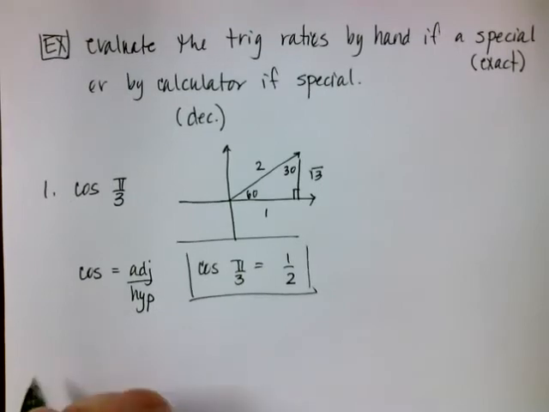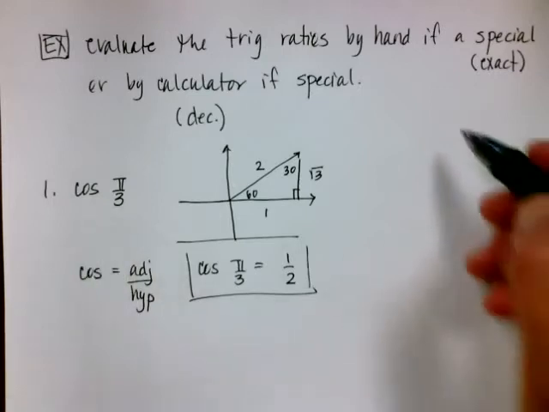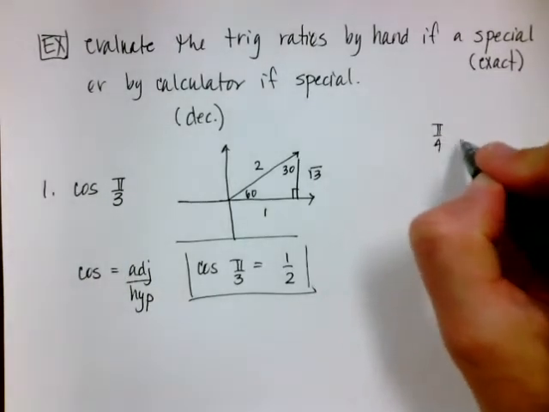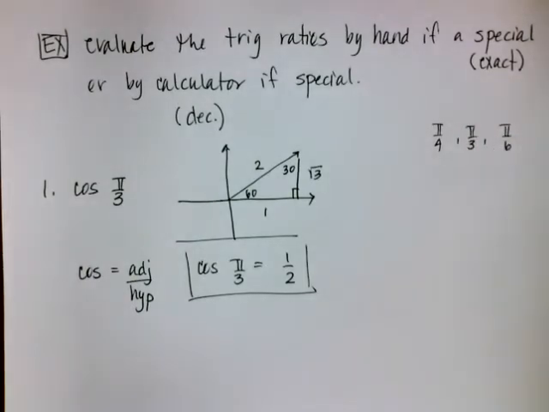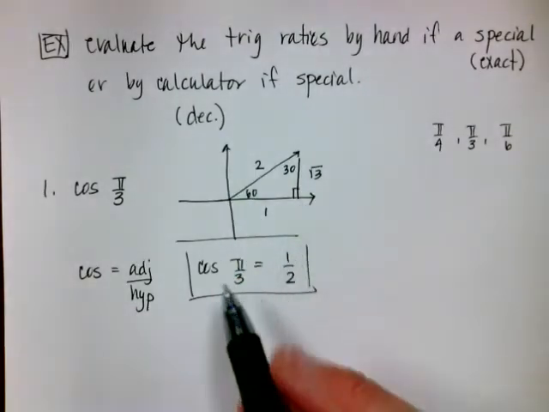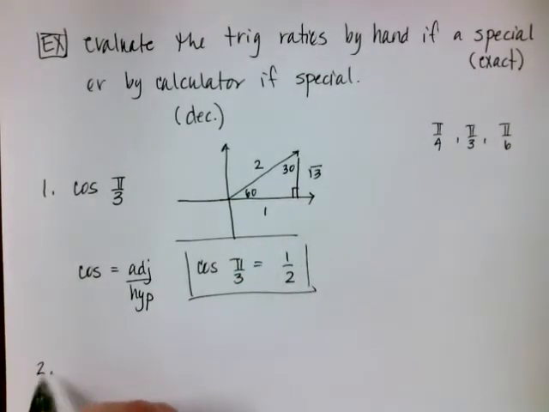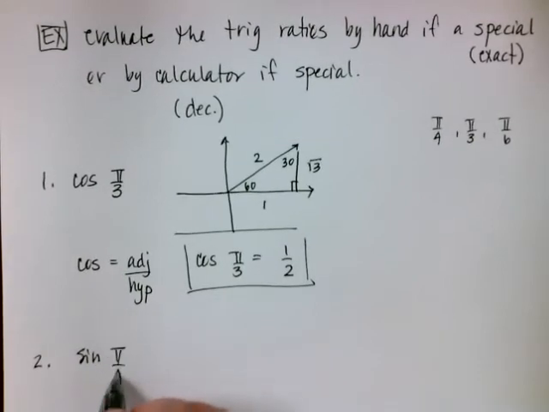Okay? Anytime I have a multiple of one of our specials, a 30, 60, 90, and that's going to be my pi over 4s, my pi over 3s, my pi over 6s, those are going to be my specials. I have to do that by hand. And doing it by hand means that I draw this diagram, I label it, and then I can do my ratios. Okay? Number 2, I want to do the sine of pi over 4.